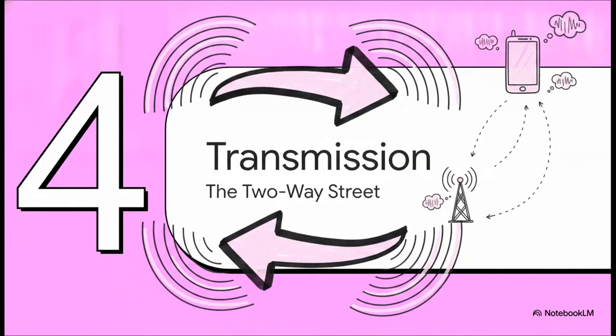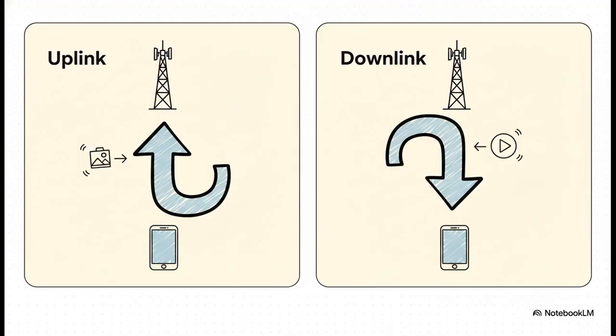Okay, let's jump to Section 4, Transmission. This is what we call the two-way street. And this brilliantly illustrates exactly how this two-way street operates. Understanding the asymmetry here is absolutely crucial to understanding mobile performance. During uplink, your device is actively transmitting radio power up to the tower. And historically, this is the main bottleneck.